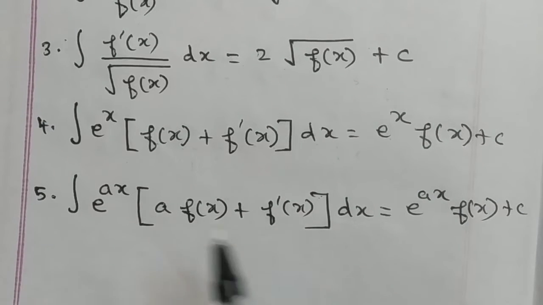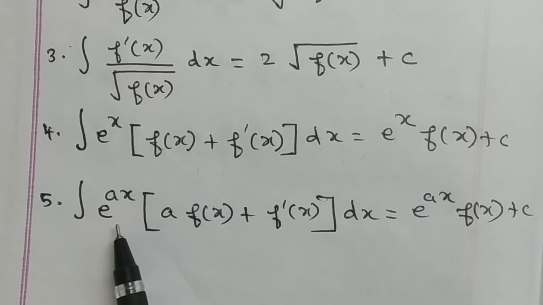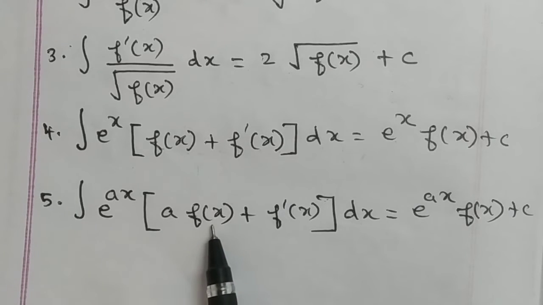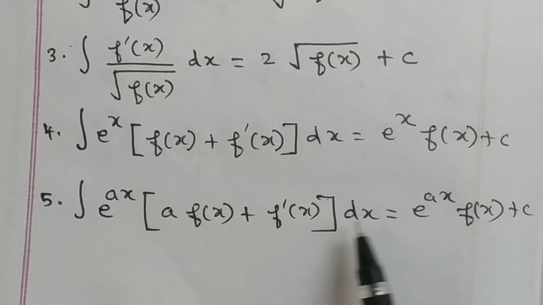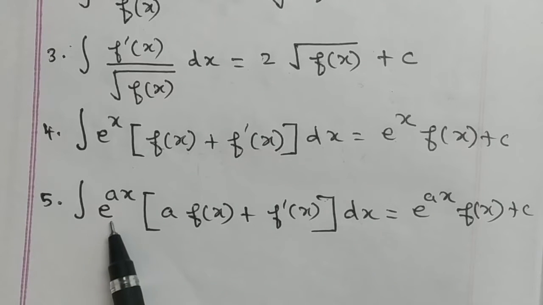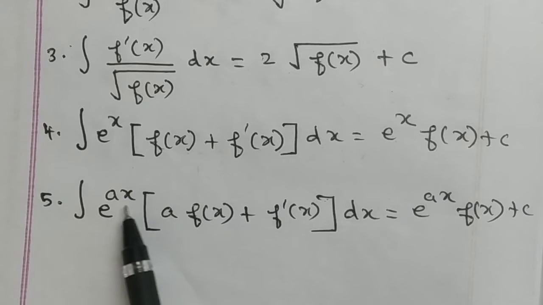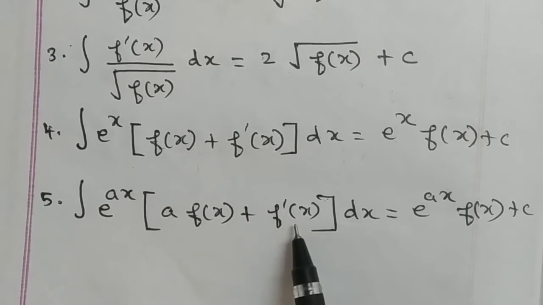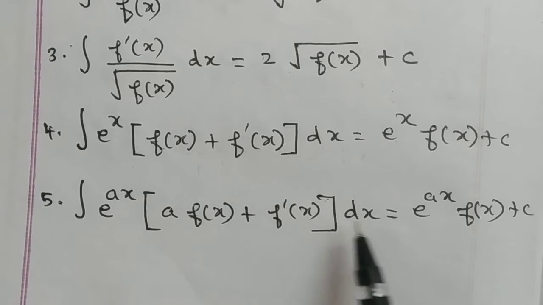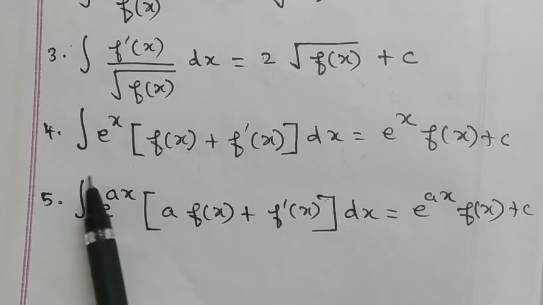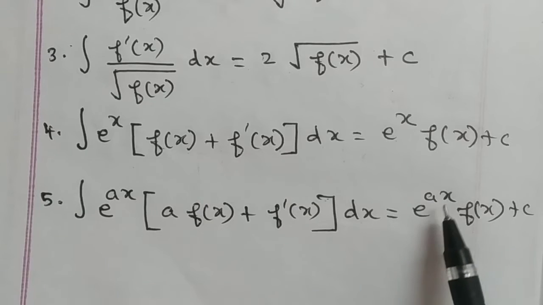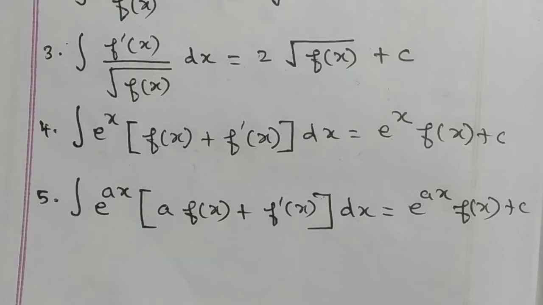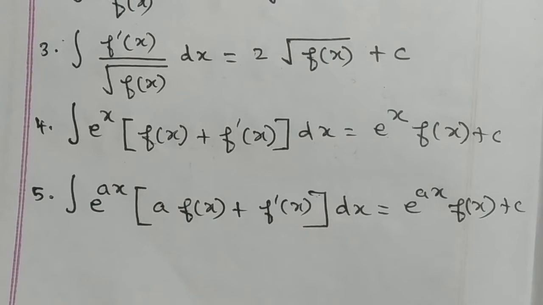Next one, integral of e power ax into a f of x plus f dash of x into dx. Here a is a constant term. So the integral value for this is e power ax into f of x plus c.